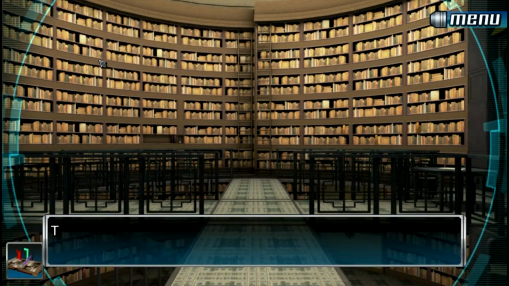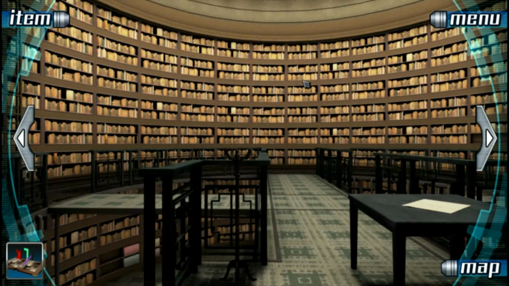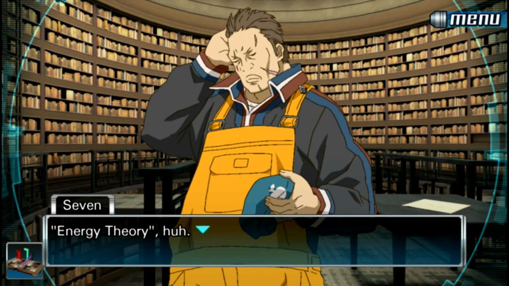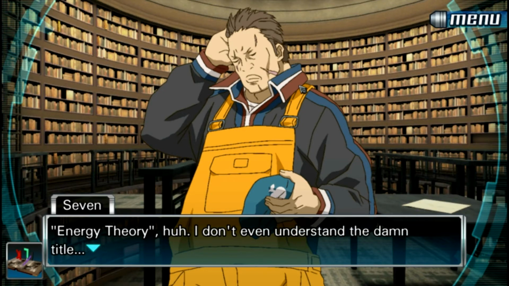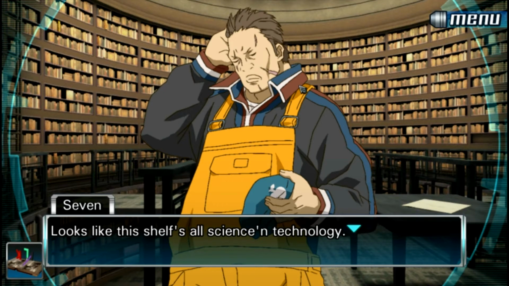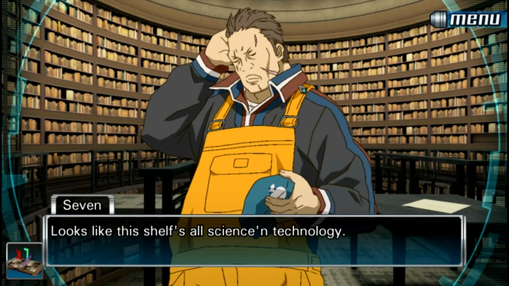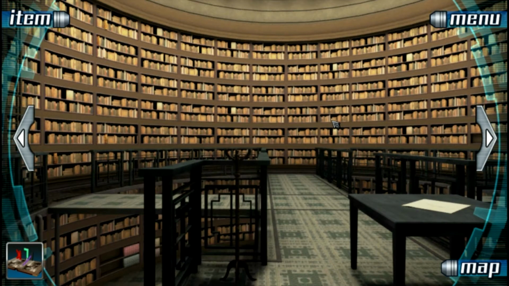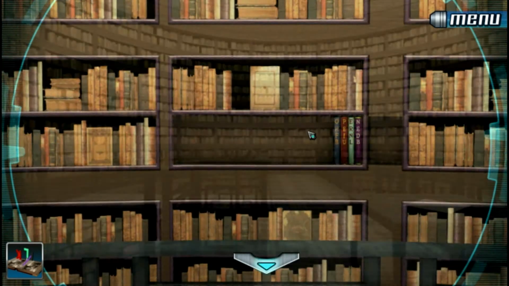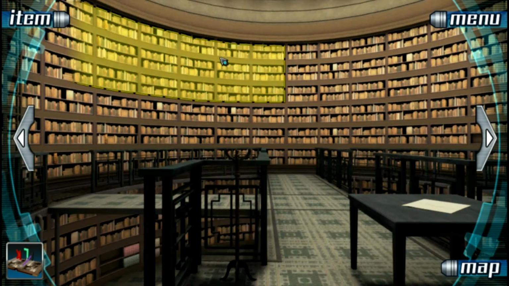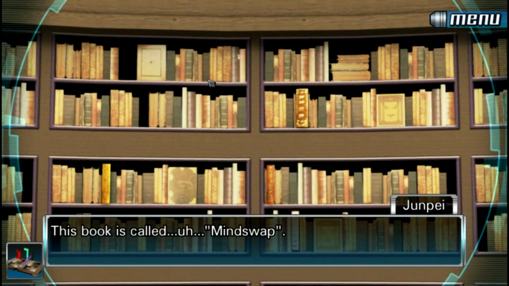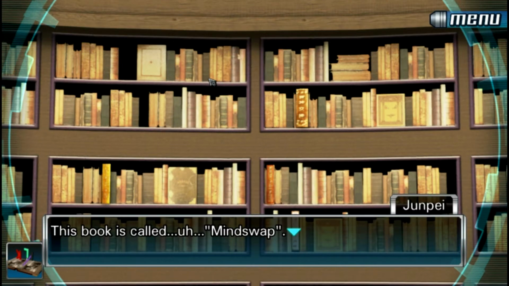Okay. Is that so? Okay. So, we checked this part. Energy theory, huh? I don't even understand the title. The damn title. Looks like this shelf's all science technology. I mean, come on. It's a theory about energy. At least you can get that out of that. Okay, we can also check this. This book is called, Mind Swap?